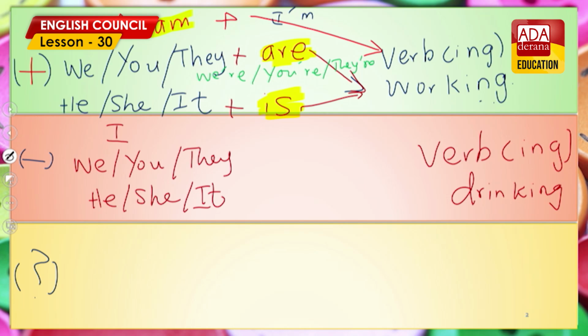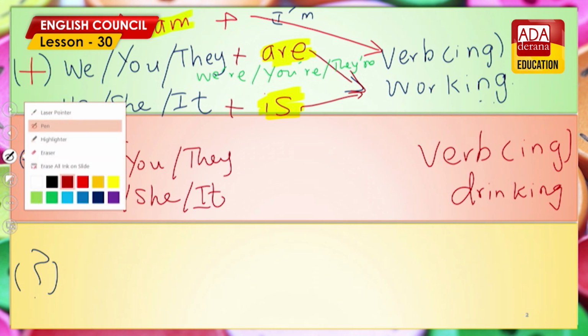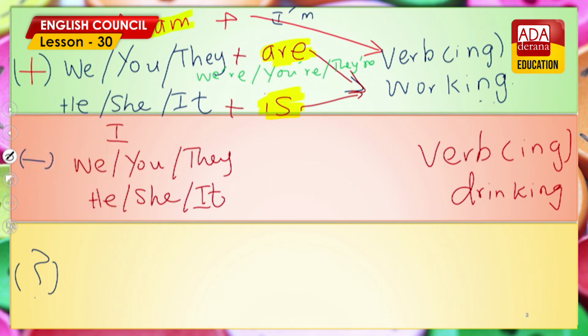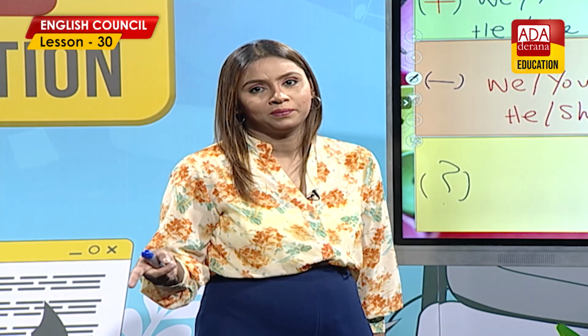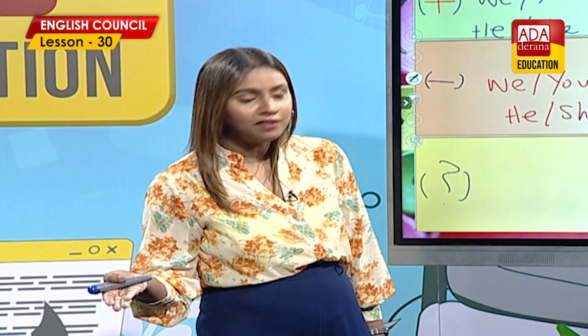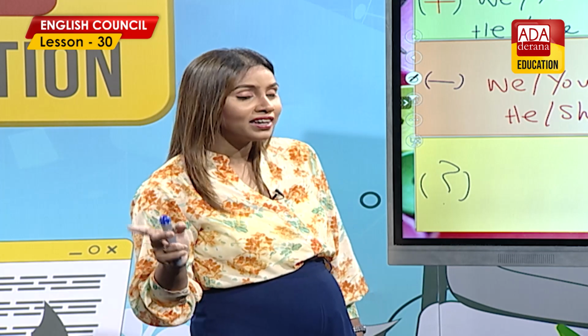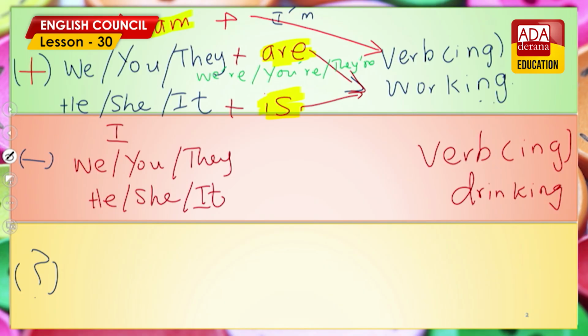Now, what is the negative pattern? Very easy, right. So you know the positive is I am drinking. So what is the negative? Look at the screen. The negative is I am not drinking. I am not.